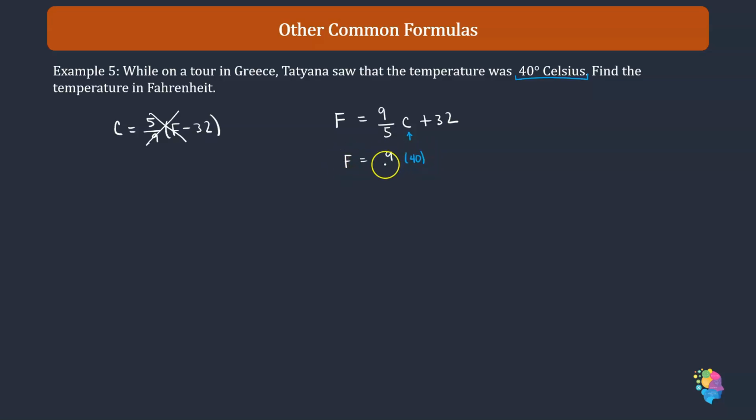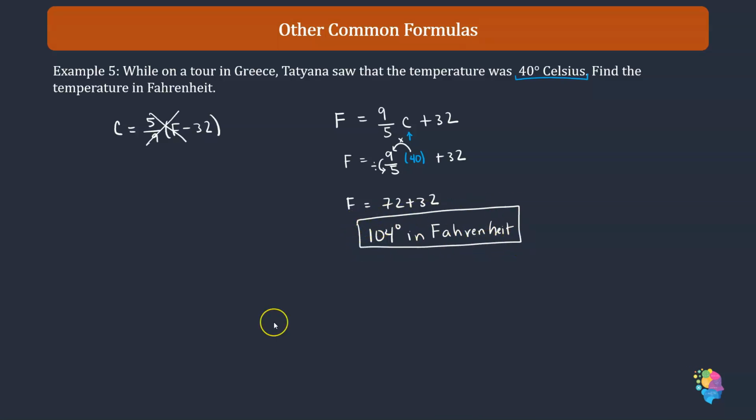Bring down the rest. If you remember, multiplying a whole number times a fraction, we multiply the numerator and divide the denominator. So 9 times 40 will be 360 divided by 5. That's going to give us 72. So then F equals 72 plus 32, making this a temperature of 104 degrees in Fahrenheit. Not bad. A couple of more examples.